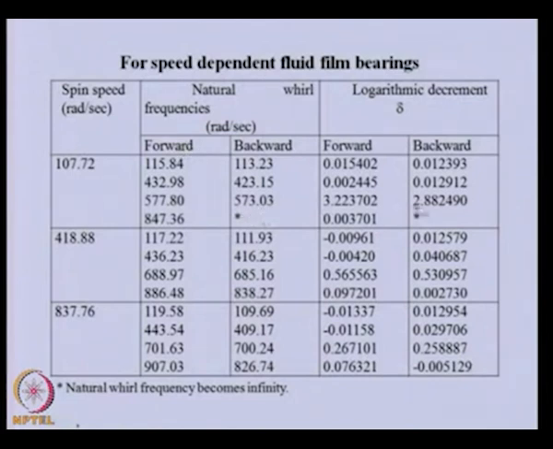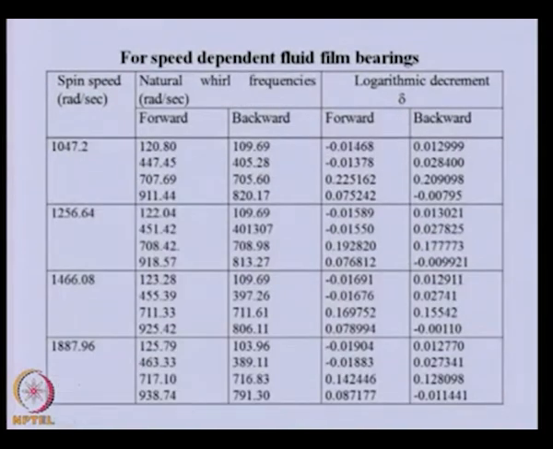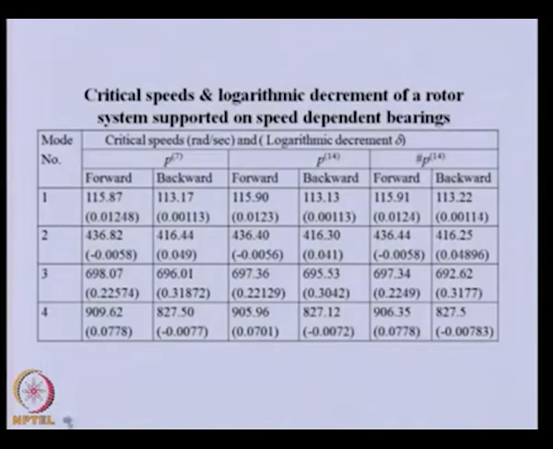In some cases, we are not getting these values because of the model we consider. As we have already seen previously, if we are in the unstable zone, we may not get these frequencies, or sometimes because of the gyroscopic effect, especially the suppression of this kind of frequency, critical speed occurs. These are the variations of the whirl frequencies which we have plotted earlier, and also the logarithmic decrement. And this is the summary of the critical speed and the logarithmic decrement for speed dependent bearings.